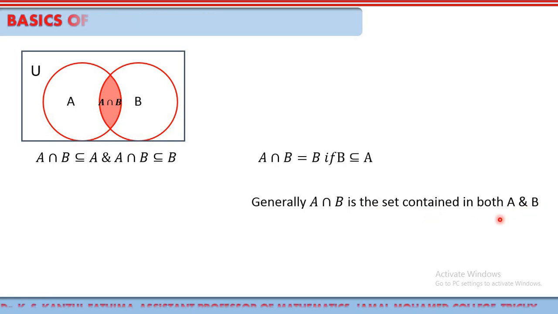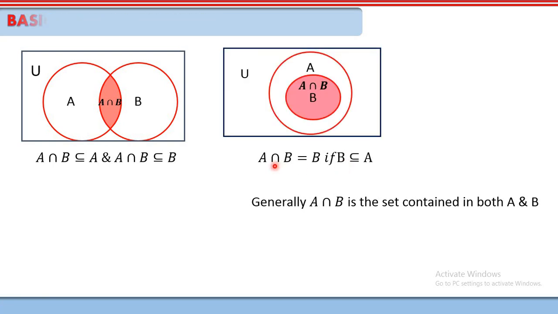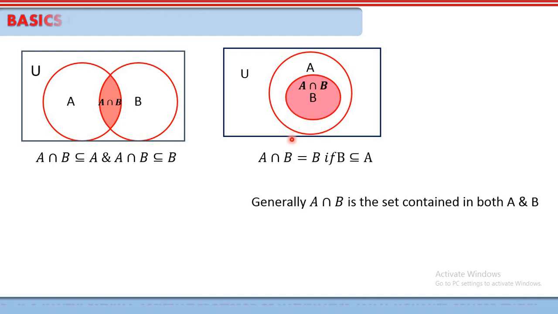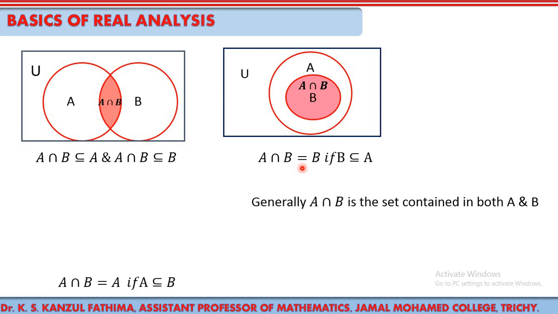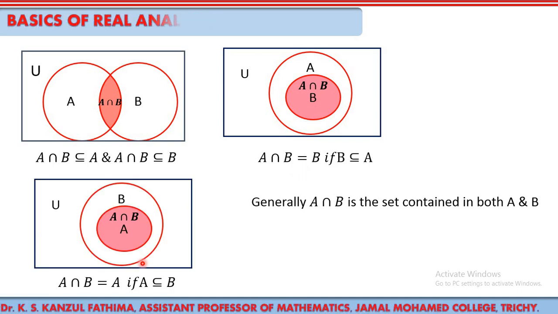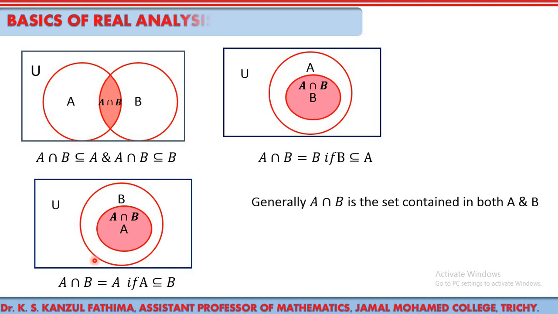If one set is a subset of another, then the intersection will be equal to the smaller set. That is, if B is a subset of A, then A intersection B will be equal to B. In this diagram, B is a subset of A, therefore A intersection B equals B. If A is a subset of B, then A intersection B will be equal to A. In this diagram, A is a subset of B, so A intersection B will be equal to A.